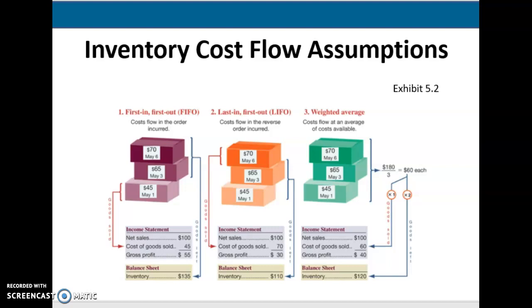Last in, first out says I'm going to start with the most current inventory. So when I sell something, I'm going to go back to my most recent purchase and remove that from inventory. Weighted average says every time I make a purchase, I'm going to come up with a new average cost of my inventory, and that's how I'm going to value the ending inventory and the cost of those goods sold.